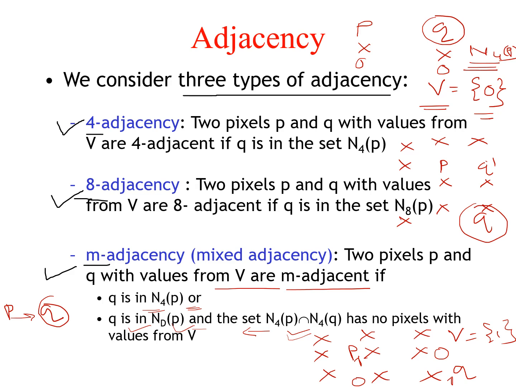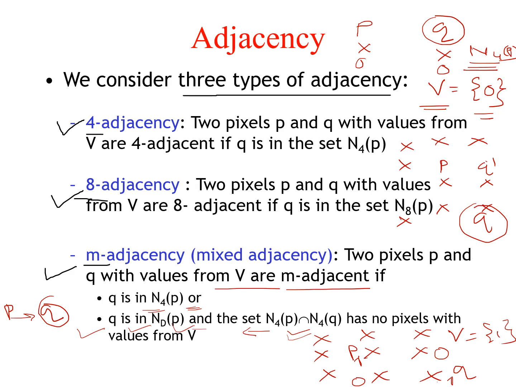Q is in N4P. Is it satisfying the first condition? No. Why? Because Q is not in N4P. Okay, so we'll go for the next condition. What is this? Q is in ND(P). Is it true? Yes, because it's a diagonal neighbor of P. So this first condition is satisfied.